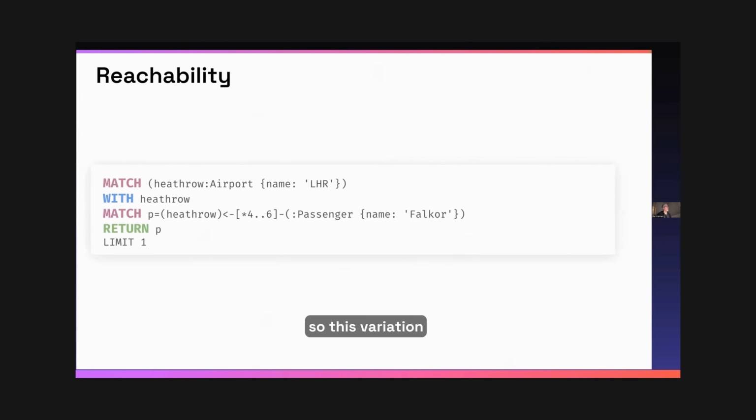And so this variation, once again with a WITH clause, forces the planner to start out with Heathrow. The query semantics say that Heathrow must be found before trying to do the variable length traversal.